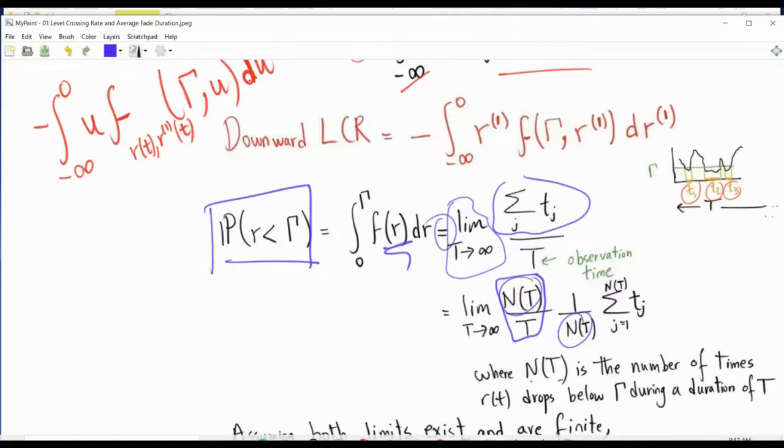So what is N of big T? It is a counter of the number of times that you go below a certain threshold. So if you count the number of times you go below a threshold, and you divide by the observation time, and suppose that the observation time is long enough, then this is the number of downward crossings per unit time, right? So you compute the number of downward crossings over a duration big T, you divide by big T and take the limit.